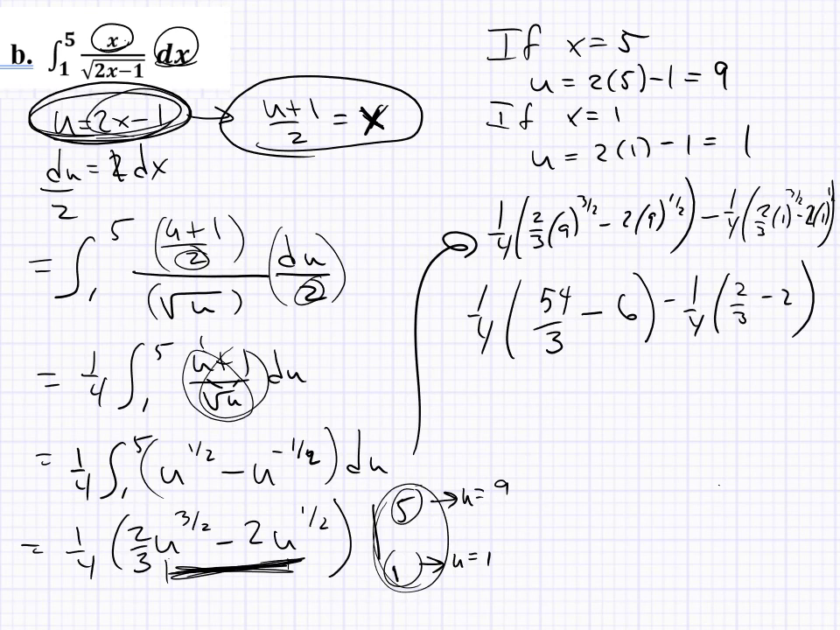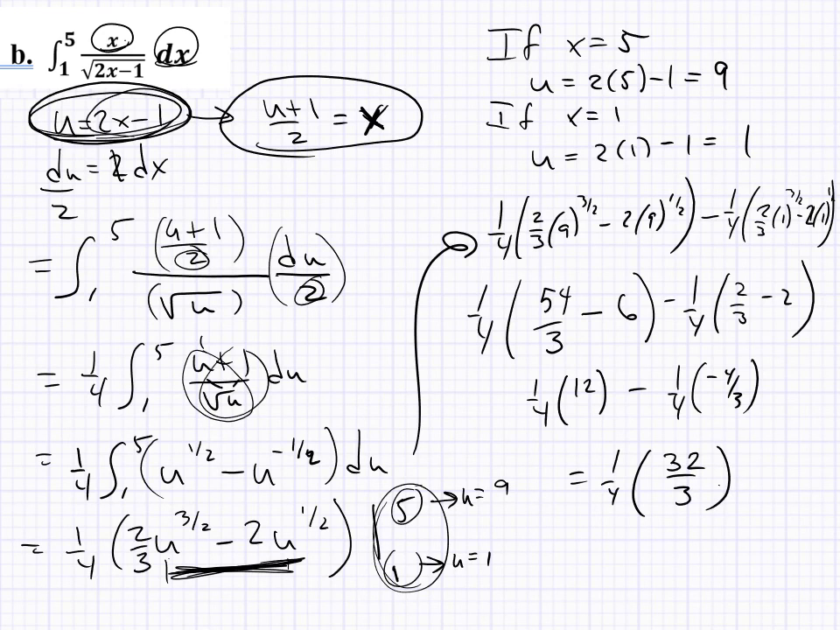But 54 divided by 3, that is 18. And so this will be 1/4 times 18 minus 6 would give me 12. Minus 1/4 times 2/3 minus 2. Well, 2 is 6/3, so that'll be minus 4/3. Pull the 1/4 out. Thirds would give me 32/3. Cancel the 4. So I end up with 8/3. And all that's just basic arithmetic.